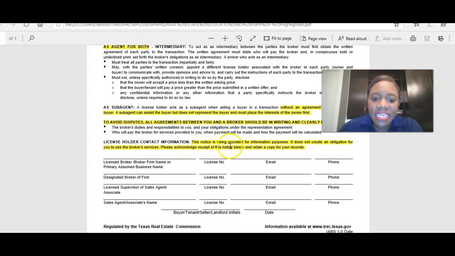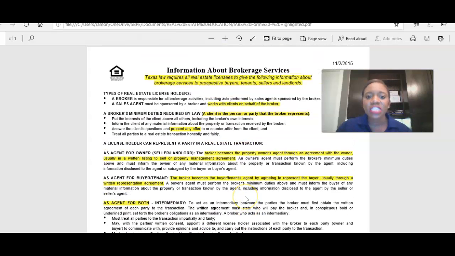And then lastly, this is just for informational purposes only. This notice is being provided for information. It does not require you or obligate you to work with a broker or the sales agent that's having you sign it. So all of this information will be filled in, and then you will initial here and date. So that is information about brokerage services. It tells you the different roles between a listing agent and a buyer's agent, and lets you know what you can expect in terms of being represented by a real estate professional.